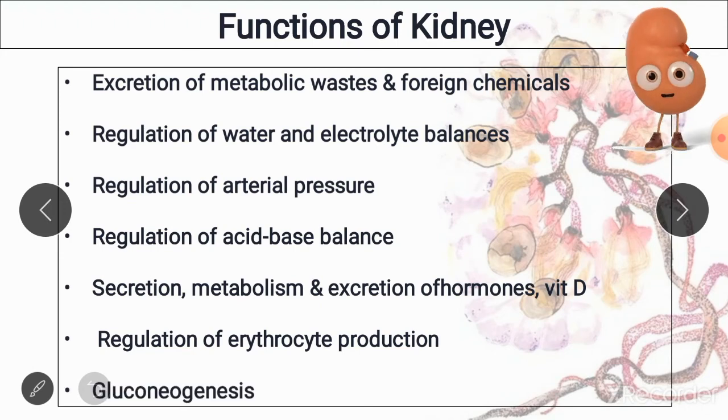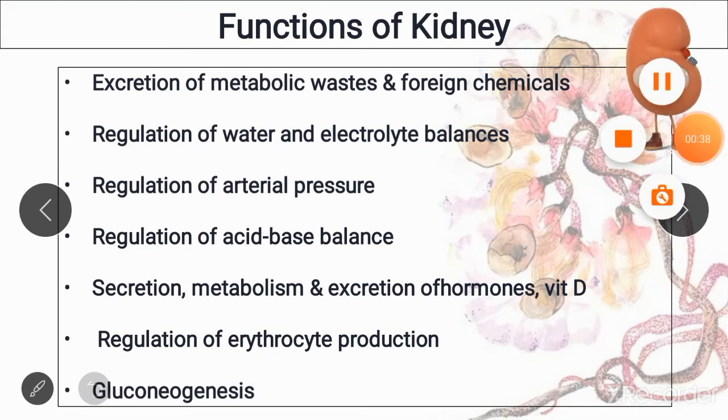Then the kidney is also involved in gluconeogenesis. It might come as a shock or as new information to you that kidneys are involved in the process of gluconeogenesis. Now, gluconeogenesis is the formation or synthesis of glucose from metabolites such as amino acids, and kidneys are in fact involved in this process. Around 10% of total gluconeogenesis occurring in the body happens in the kidneys, and the rest 90% takes place in the liver. So these are the functions of the kidney.